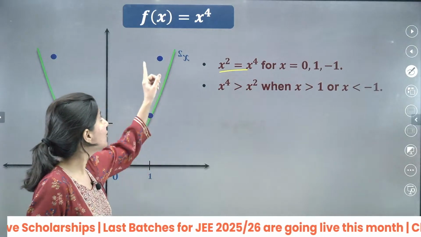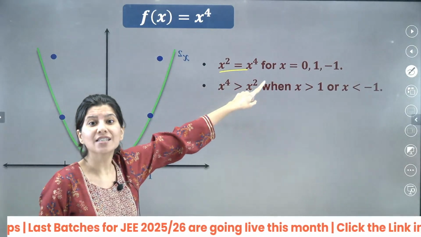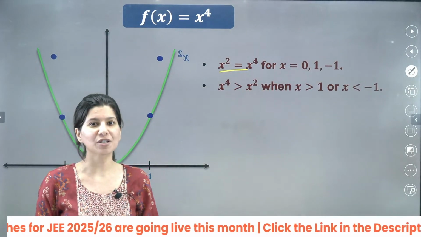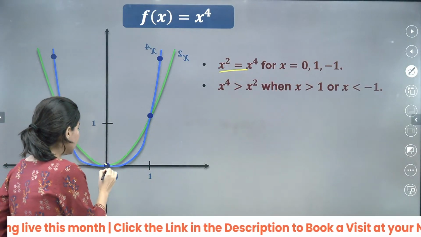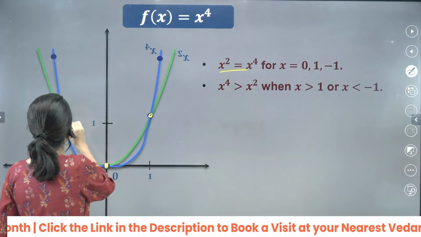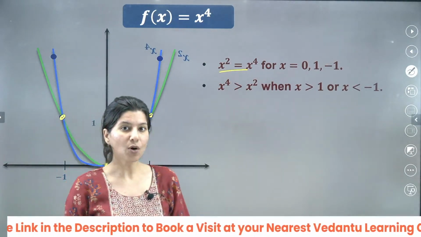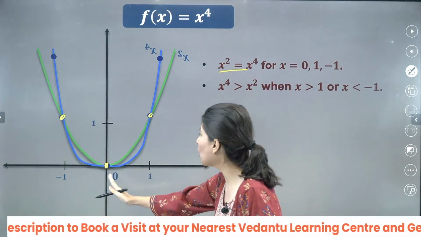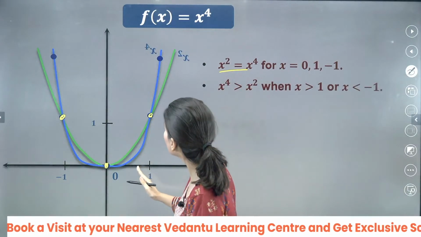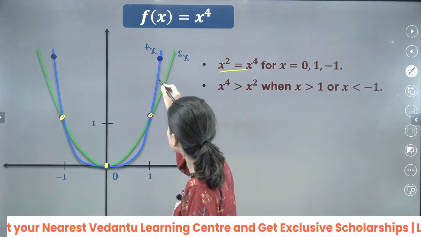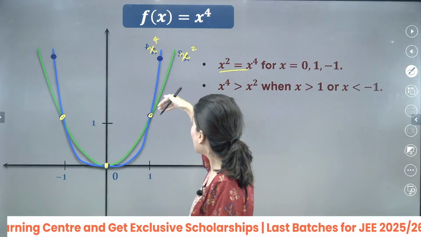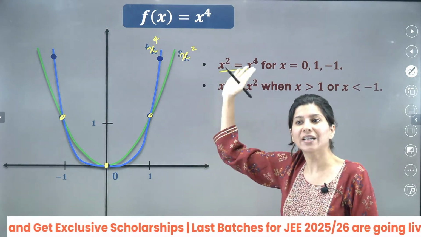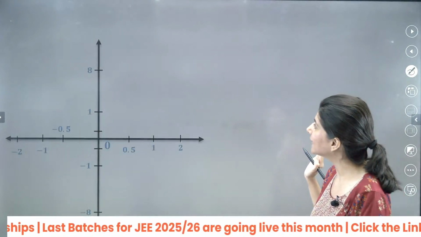Number of solutions of x raised to power 2 and x raised to power 4: what are the number of solutions? So there are 3 solutions, right? 0, 1 and minus 1. We have already seen that from 0 to 1, your x raised to power 4 is lesser. So this is your x raised to power 4 and this is your x square. After that x raised to power 4 picks up. I hope that this is clear now.